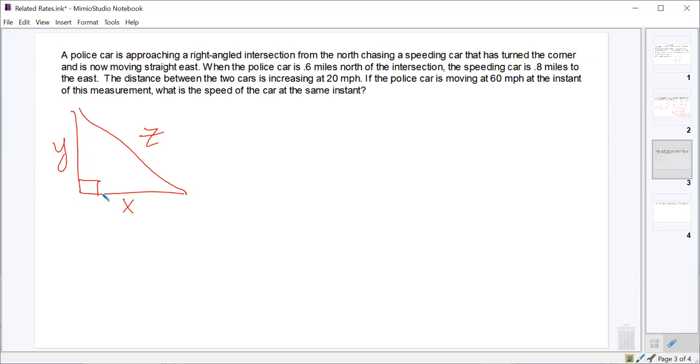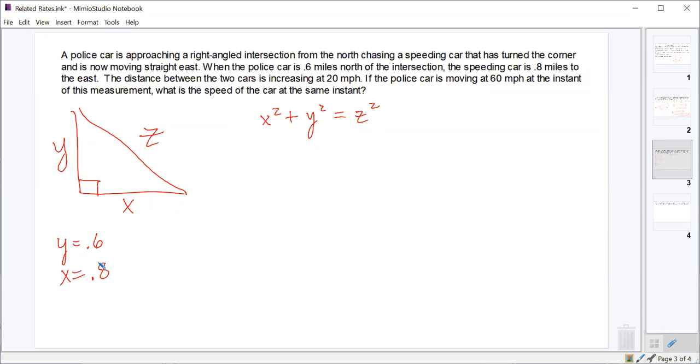How are these three variables related? The Pythagorean theorem. Yep. x squared plus y squared equals z squared. Exactly. So now let's list out all the things that we know. At the moment that we're interested in, the police car is 0.6 miles north, so that'd be y equals 0.6. And the distance away from the speeding car is 0.8, so that'd be x equals 0.8.